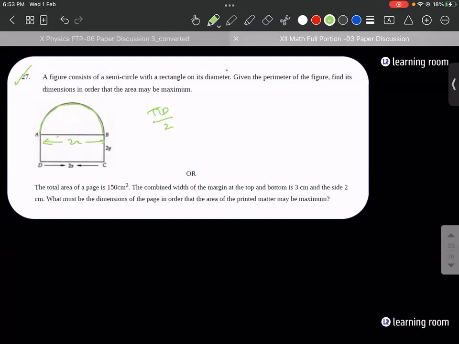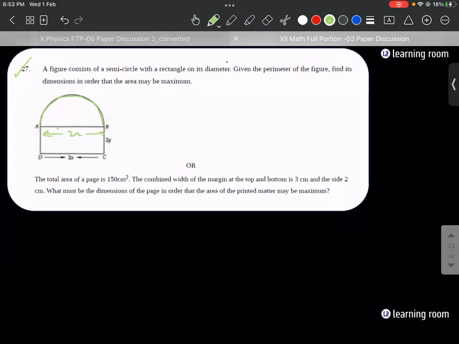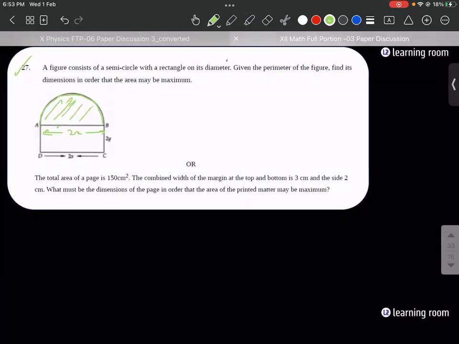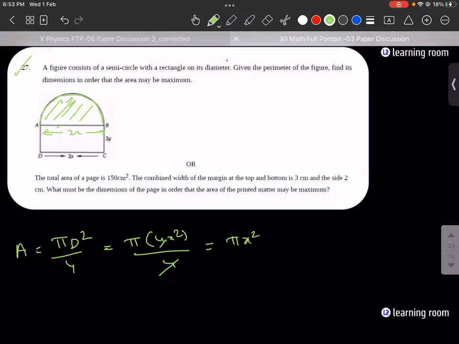Okay. So diameter is 2x. Area may be maximum. So what is going to be the area of this portion? Area is equal to pi d square by 4. So pi into d square is 4x square by 4. 4 and 4 will get cancelled. Pi x square is A. What about this area? This A2 is equal to 2x plus 2y. So 2 into x plus y.